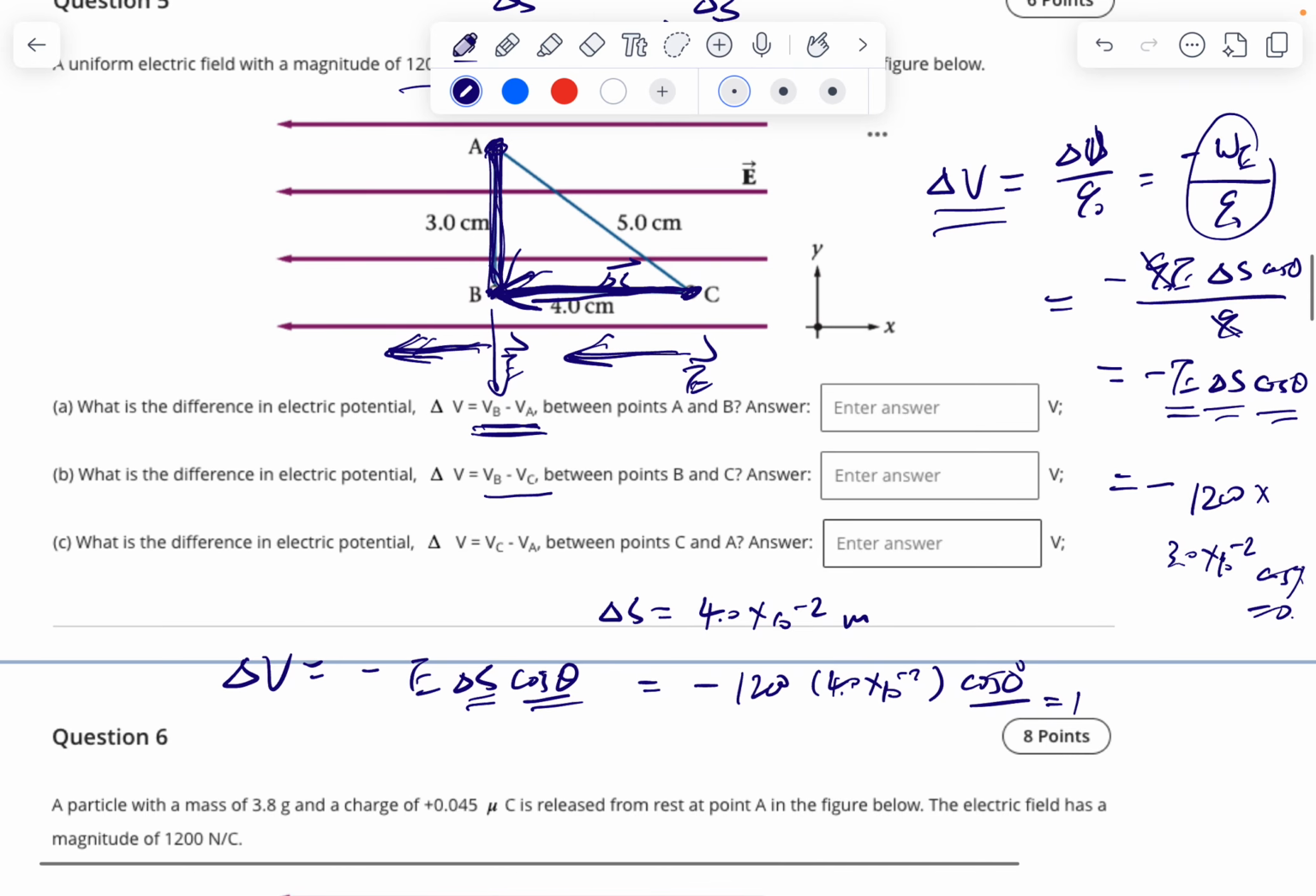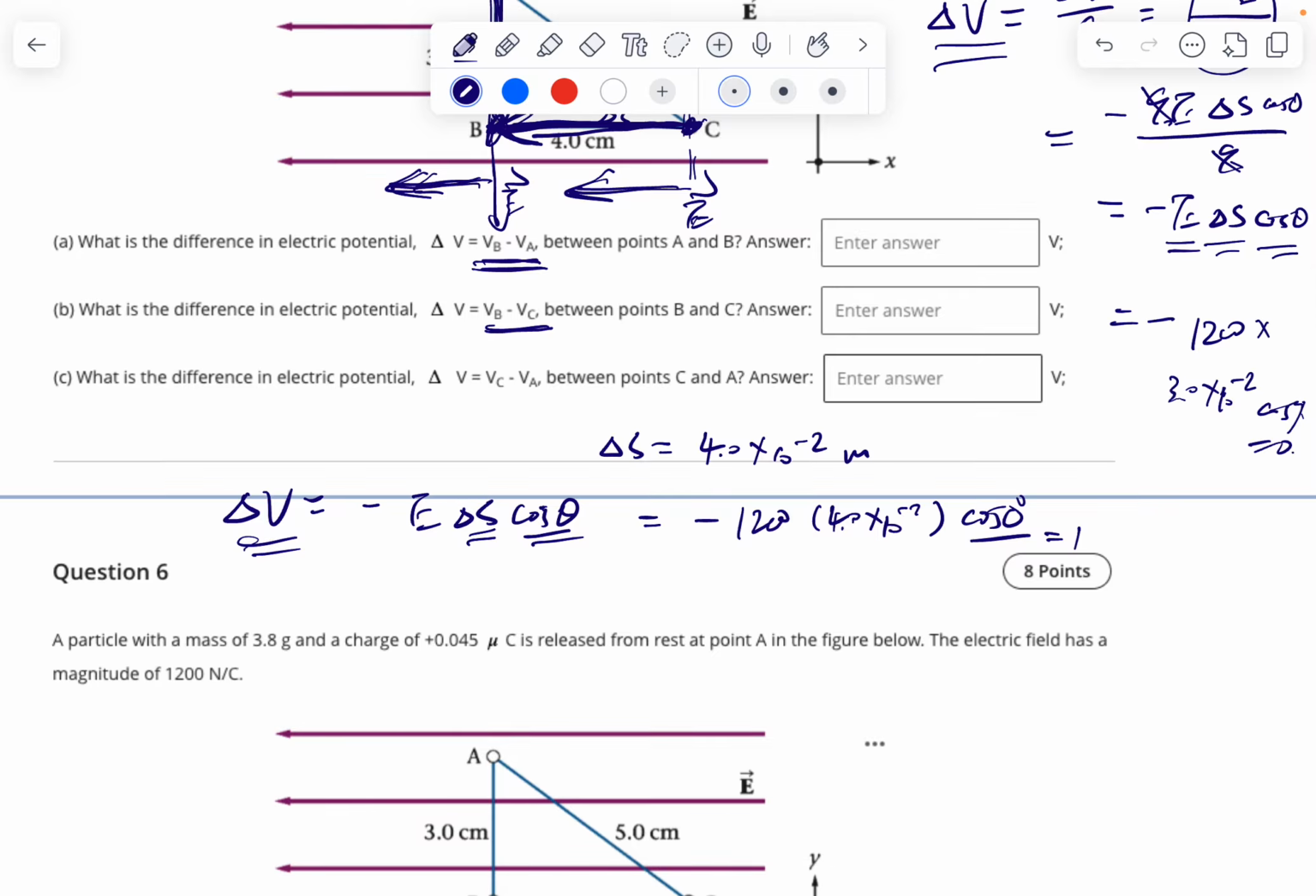C to B. VB minus VC, along the electric field line, potential decreases. Yeah, so B will be this much lower potential than C. So you see you get a negative value because along the electric field line potential decreases. So potential here on C is higher than B, so VB minus VC will be negative. Okay, perfect, everything right.